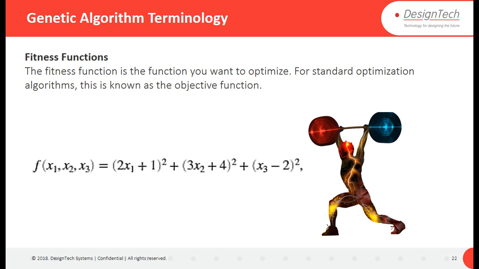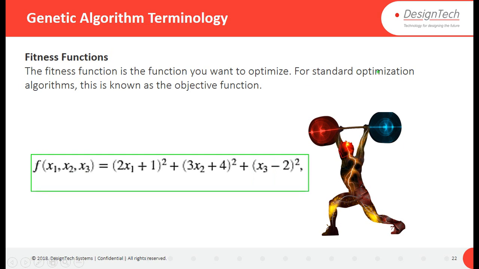Now, the terminology of the genetic algorithm. The fitness function: what is the fitness function? Based on the fitness function, we select the parents. The fitness function is the function you want to optimize. Whatever your optimization problem is, that will be the fitness function. For a standard optimization algorithm, this is known as the objective function. Previously we used the objective function to minimize the cost of the plant. That equation will be the fitness function for this genetic algorithm.